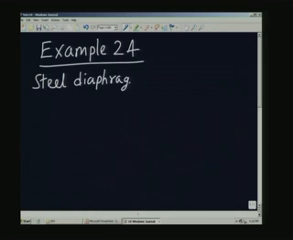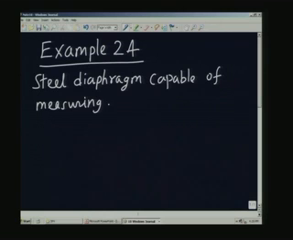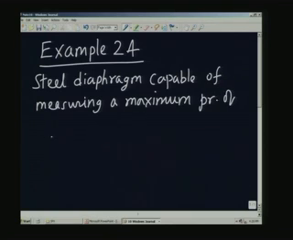I want to find out what is the size of this diaphragm, what is the thickness of the diaphragm required for a particular application. I want to measure, capable of measuring a maximum delta P of a maximum pressure of 7 megapascals. 7 megapascals will be something like 70 bars. It is a large pressure.